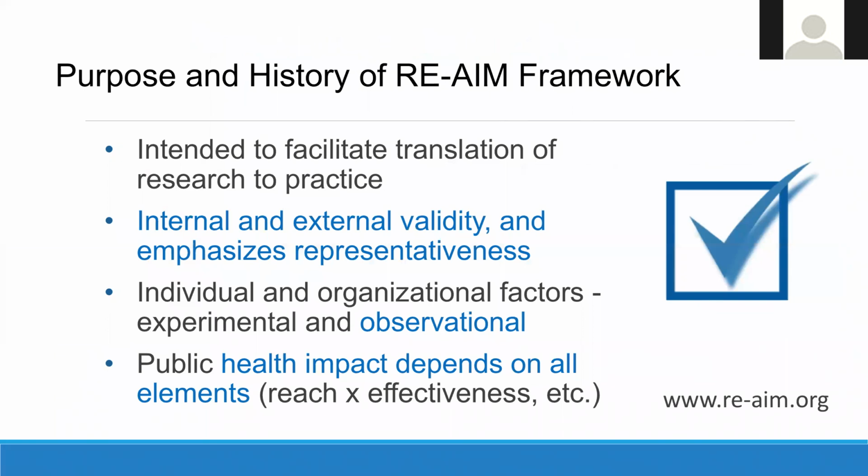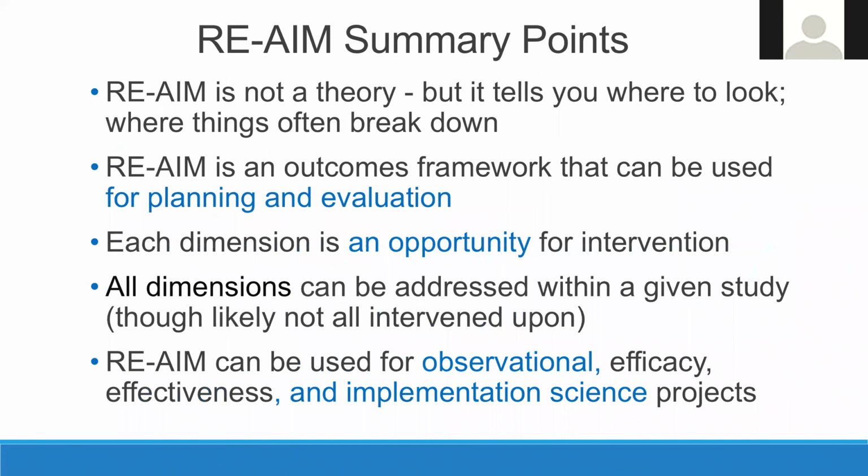So the purpose and history of REAIM is that it's intended to facilitate translation of research to practice. It looks at both internal and external validity, emphasizes representativeness, looks at both individual, like patient, and organizational factors. And the public health impact depends on all of the elements. So you're not just looking at what is the outcome, but what is the reach and how did you get there? A few summary points about REAIM is it's not a theory, but it does tell you where to look, where things often break down.